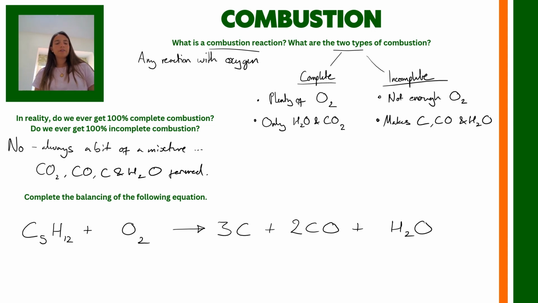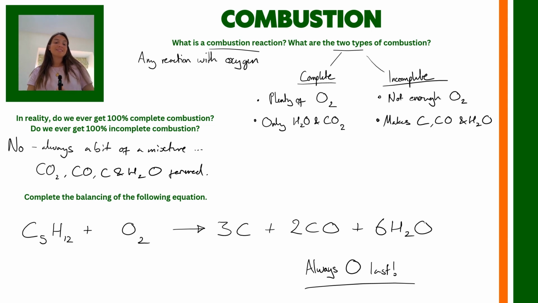Now let's have a look at my hydrogen. On my left-hand side, I have 12, and on my right-hand side, I have 2. So if I put a big 6 in front of that water, 6 times 2 is 12. So now I have 12 hydrogens on both sides, and always leaving my oxygen until last.